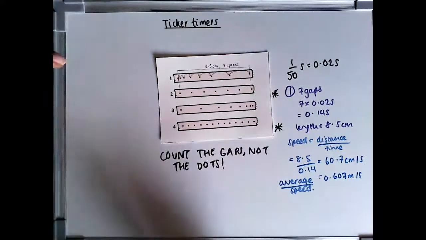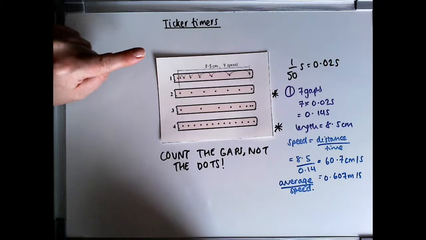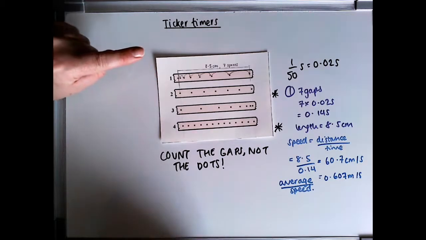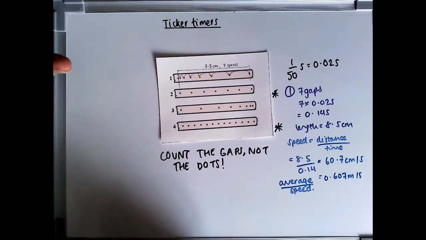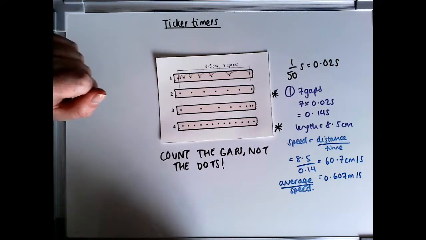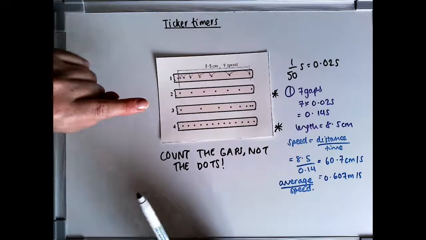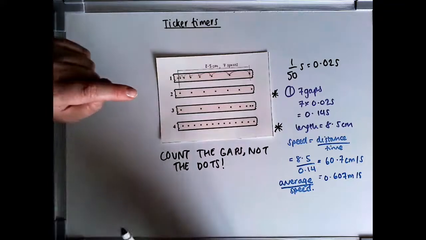I know it's my average speed because I know it wasn't constant. And I know it wasn't constant because the gap spacing got bigger. So in the same amount of time, the paper travelled further. Okay, in number 2, the gaps are equally distributed. The distance between each gap is the same. So I have a constant speed there.